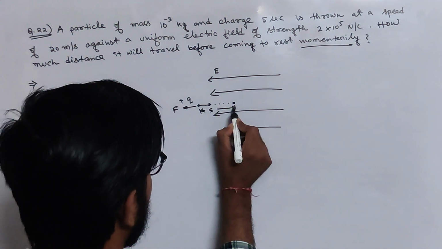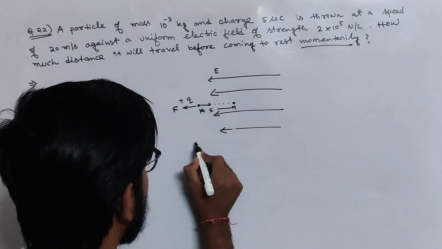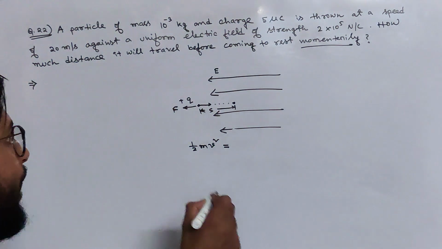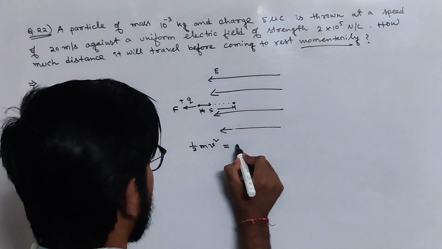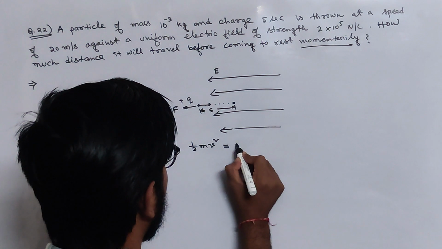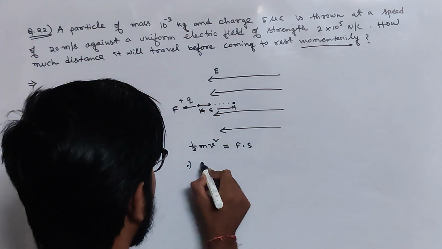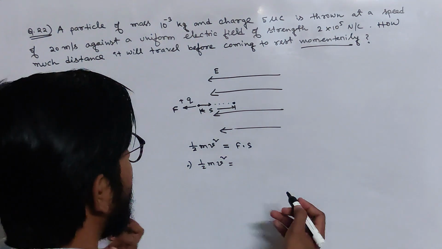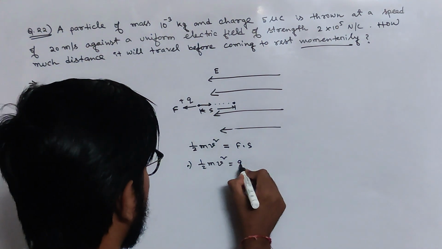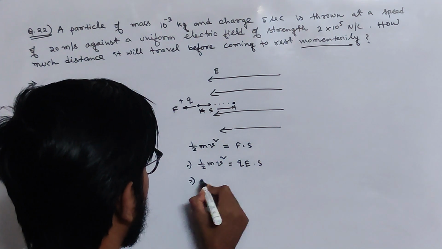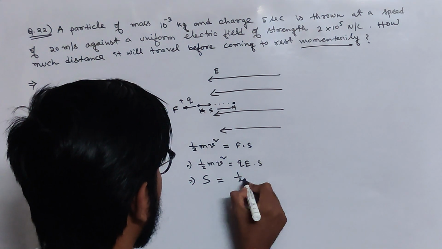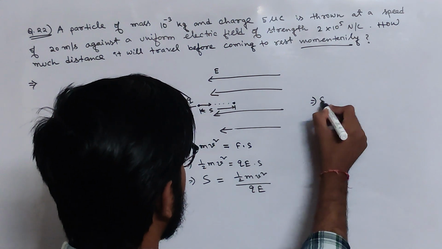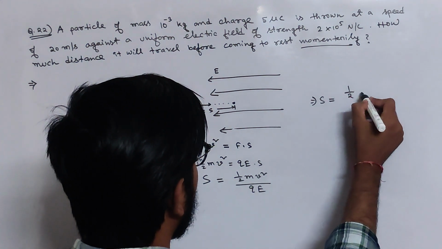If it has to cover a distance s, then its initial kinetic energy, that is half m v square, should be equal to the work done against that force, right? That work done against that force is F into s. Then what will half m v square be? The force experienced is nothing but the charge times the electric field, so Q into E times s. So from here I can write s equal to half m v square divided by QE, or the distance covered s equals half times mass.